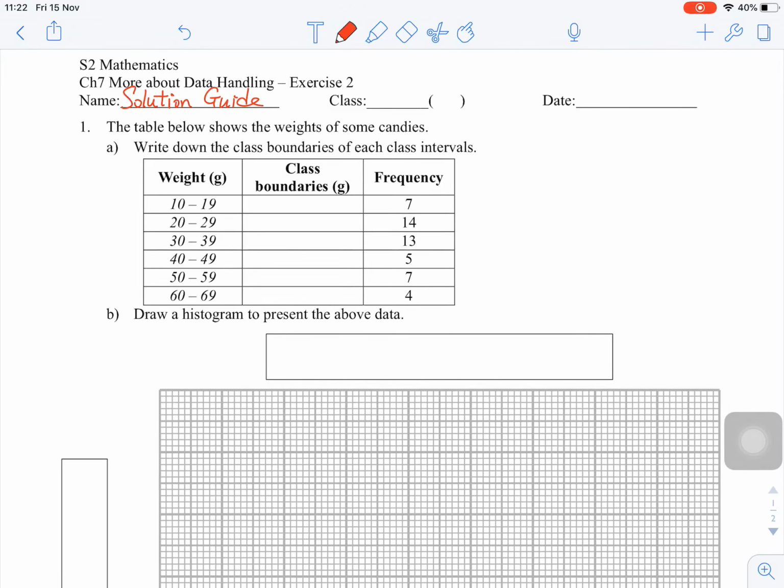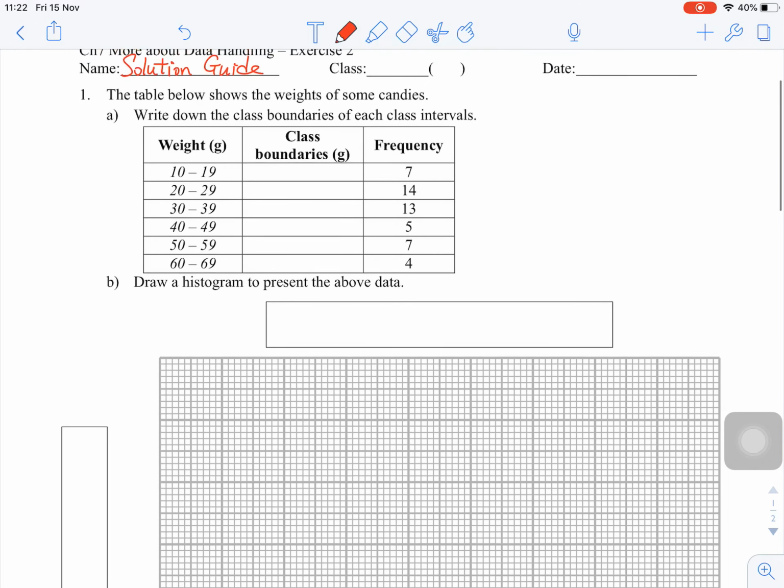Hi all, this is the worksheet that I have uploaded to Google Drive, Chapter 6, Exercise 2. Okay, so this will be the solution guide.